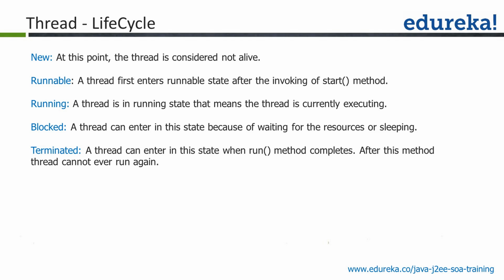So this is a kind of a state known as a blocked state. Terminated means when the run method is finished and the thread has done its part, so it will not run again. So that's like the terminated state. So these are known as the states of the life cycle of a thread.